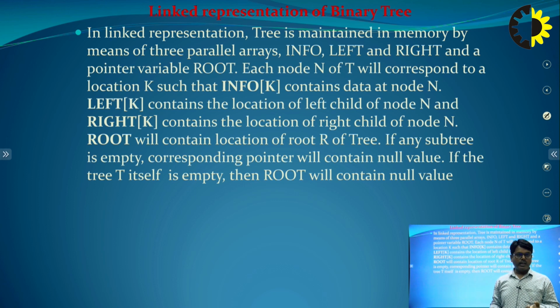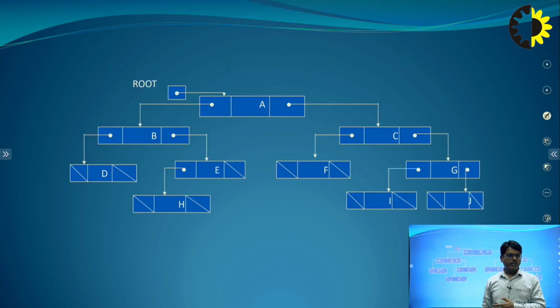So each node N of T, that is the tree, corresponds to a location K such that INFO[K] contains the data at node N, LEFT[K] contains the location of the left child, and RIGHT[K] contains the location of the right child. This is how your data is represented. I will also show a diagrammatic representation of how the linked list is being represented. This is how a tree can be represented. This one is the root node.